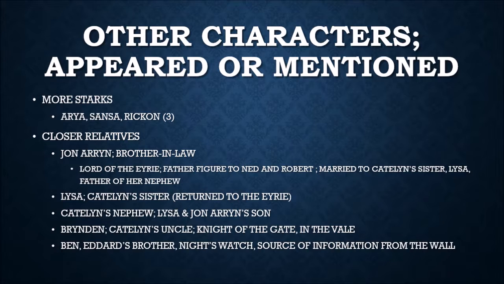We have Brynden, who is Catelyn's uncle, Knight of the Gate and the Vale. We'll learn more about the Gate and the Vale as we continue to read on. And we have Ben, who is Eddard's blood brother, who is in the Night's Watch. We don't know his position in the Night's Watch. We know that criminals and deserters have gone to the Night's Watch, so I only hope that Benjen is, well, I'm saying Benjen, you don't know his full name is Benjen yet, but Ben, we know that he's in the Night's Watch, and that he is a source of information from the Wall.